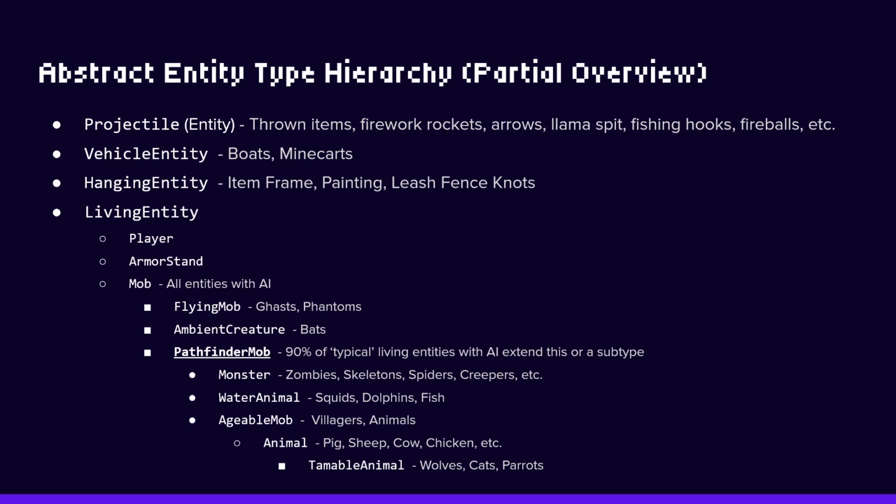And then you have PathfinderMobs, which are usually stuff that walks on the ground or in water. Most typical stuff with AI will be a PathfinderMob. And then under PathfinderMobs, you have monsters, water animals, and ageable mobs. Water animals is anything that's in the water. Monsters are the evil creatures that kill you. And AgeableMob will have animals and tameable animals underneath there. So those are the generic types that you typically see and that you can add to.